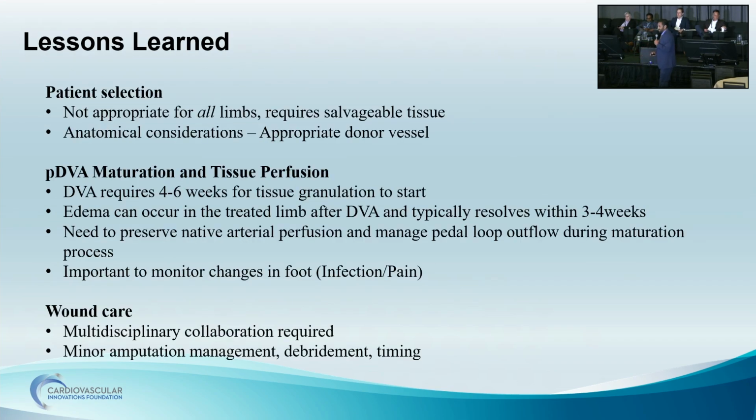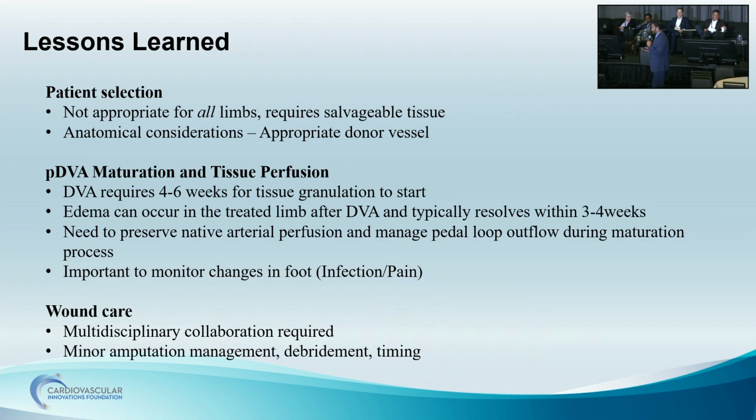So what are the lessons learned? Again, this is not for everybody. The patient requires salvageable tissue. You have to consider the anatomic considerations, again, with an appropriate donor vessel, at least 2 millimeters. And the DVA maturation takes time.